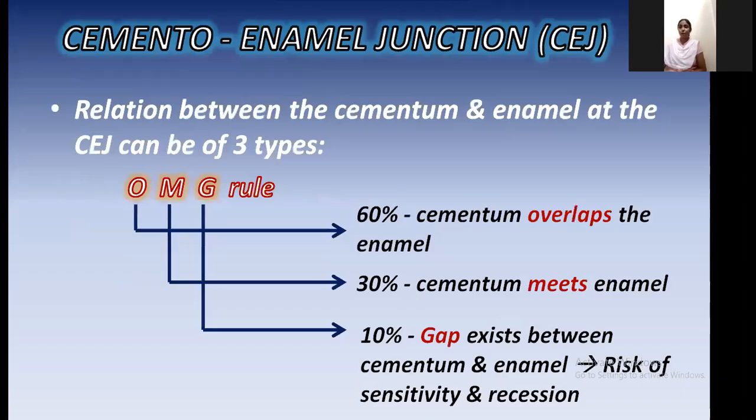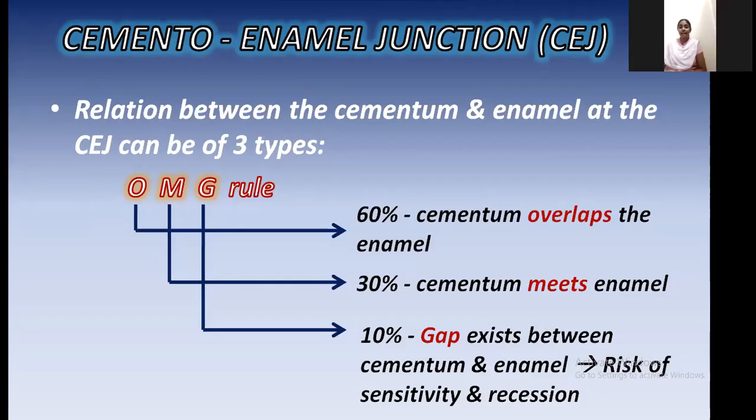OMG rule of cemento-enamel junction. Relation between the cementum and enamel at the CEJ can be of three types. That can be remembered by the OMG rule. O is 60% of cementum overlaps the enamel. M, 30% of cementum meets the enamel. And G, 10% gap exists between the enamel and the cementum.